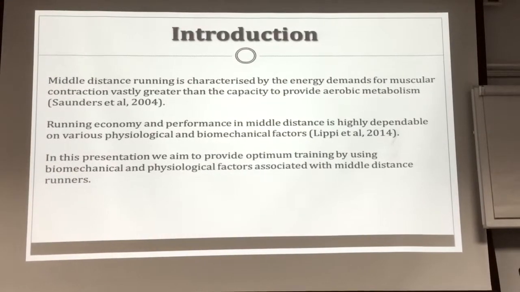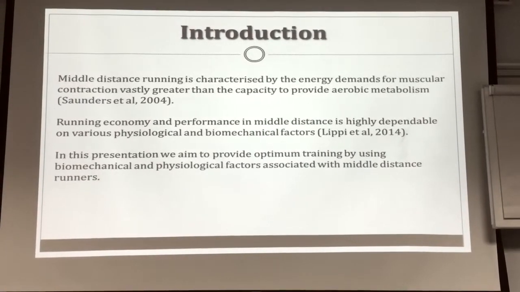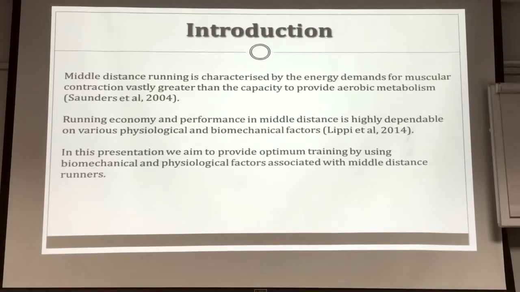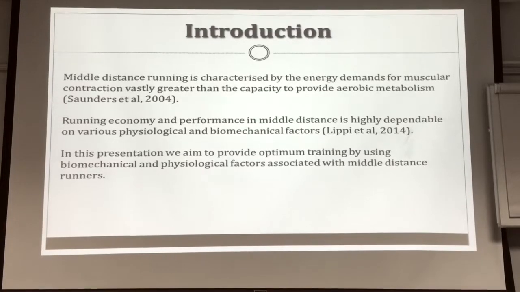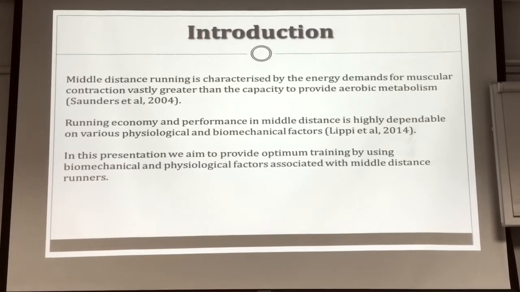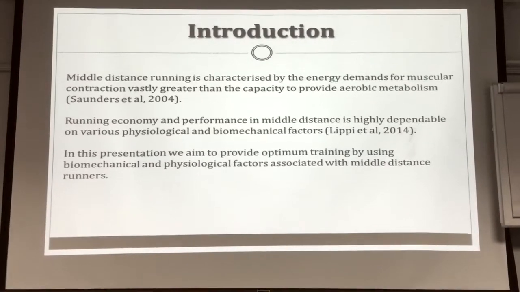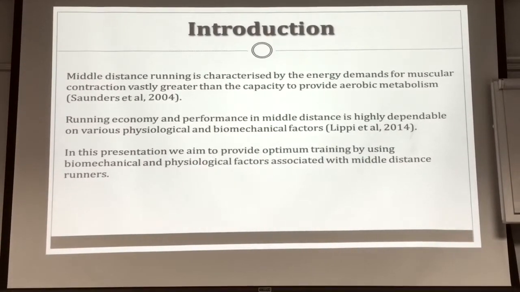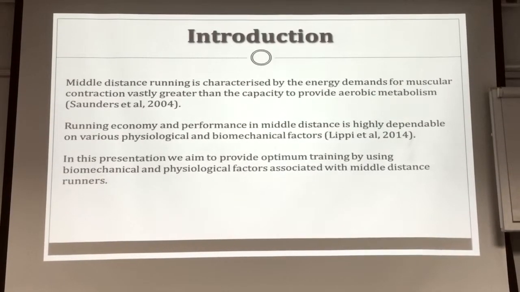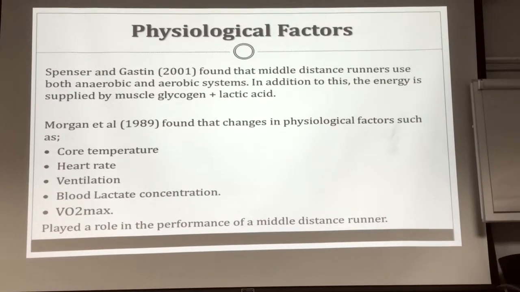Introduction. Middle distance running is characterized by the energy demands for muscular contraction, which is vastly greater than the capacity to provide aerobic metabolism. Saunders et al. Running economy and performance in middle distance running is highly dependent upon various physiological and biomechanical factors. Lippi et al. In this presentation, we aim to provide optimal training by using biomechanical and physiological factors associated with middle distance running. Physiological factors of a middle distance runner.